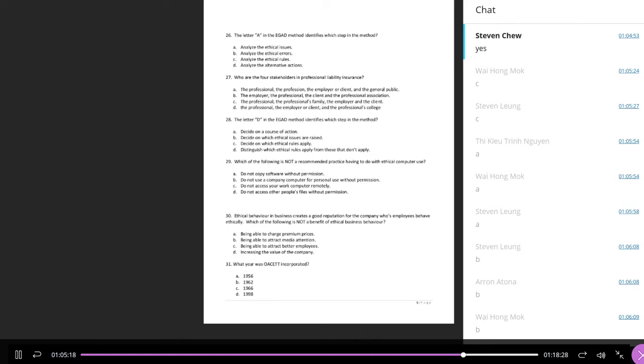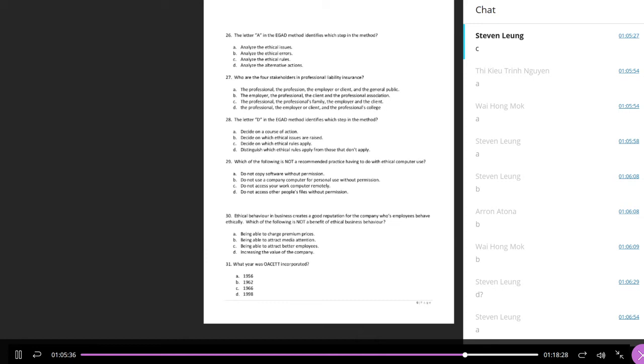Where are we at? 29. Which of the following is not a recommended practice having to do with ethical computer use? Right. C is the correct answer. If you couldn't access our computer remotely, we'd all be in a heck of a lot of trouble now.